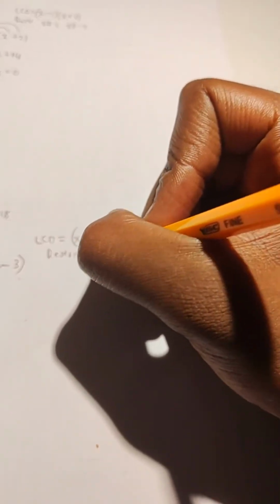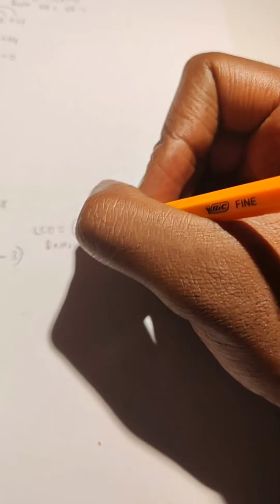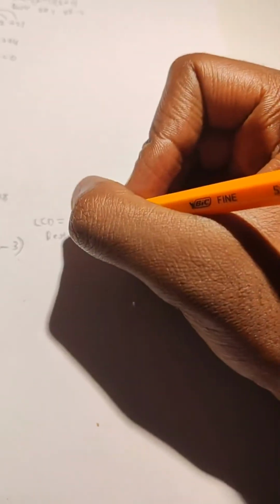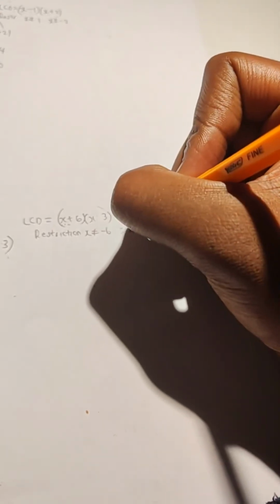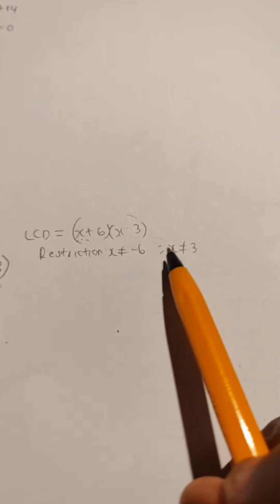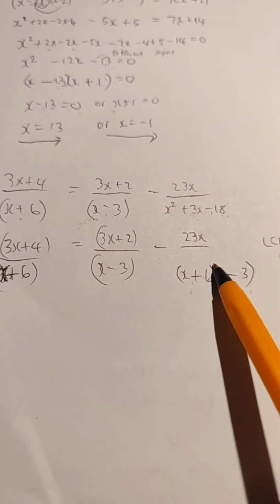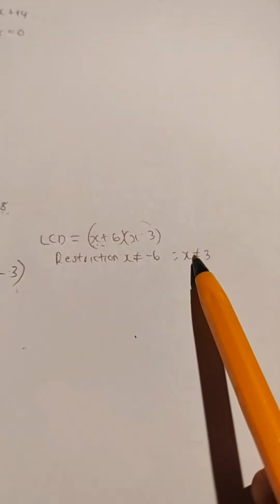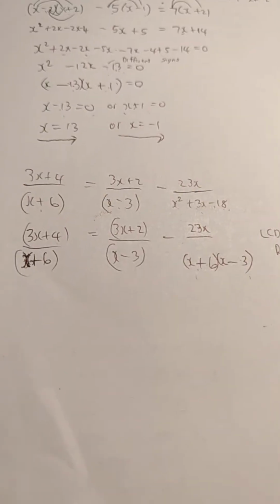Then I say x cannot be. What would make this bracket be 0? That's if x is negative 6. What would make this bracket be 0? That's if x is 3. So I say x cannot be negative 6 and x cannot be 3, because we don't want 0 in the denominator. If we substituted these values, we'd have 0 in the denominator, which means our equation is undefined.